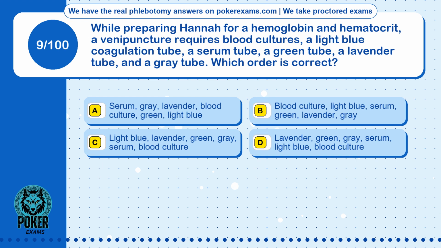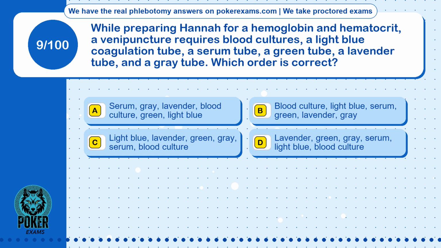Question 9. While preparing for a hemoglobin and hematocrit, a venipuncture requires blood cultures, a light blue coagulation tube, a serum tube, a green tube, a lavender tube, and a gray tube. Which order is correct?